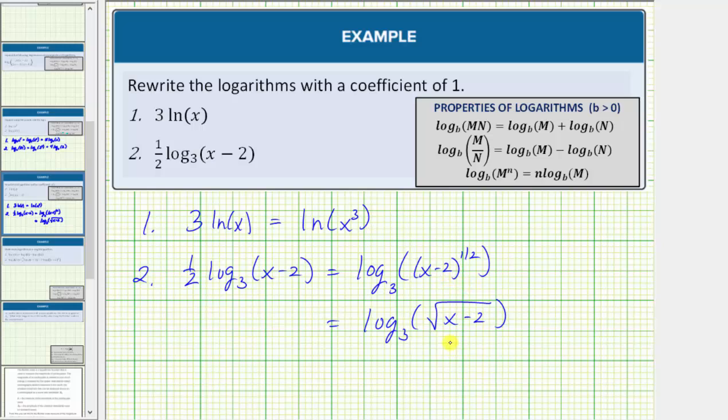These two logarithms are equivalent. One is written using a rational exponent, and one is written using a square root.